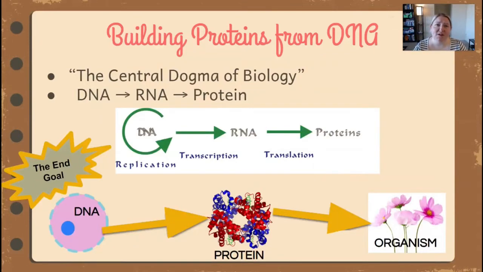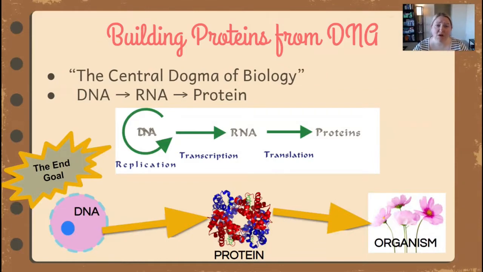So first, we're going to talk about building proteins from DNA. This is the overarching concept of this whole unit. We call this central dogma. The whole point is, why do we have DNA? DNA is our blueprint, it tells us what our cells need to do, but it needs to be able to pass along that information. And to do that, it makes proteins that help our cells do their necessary functions.